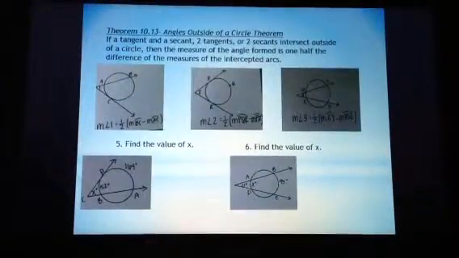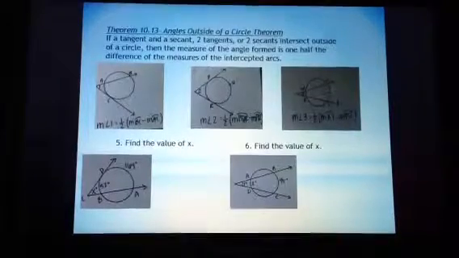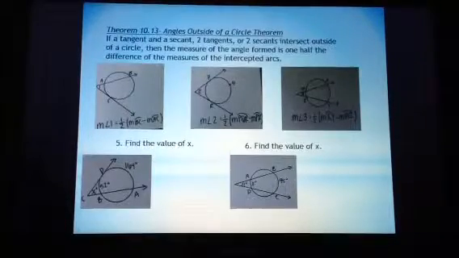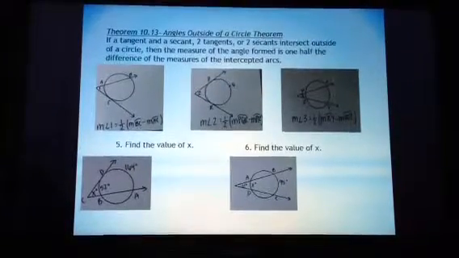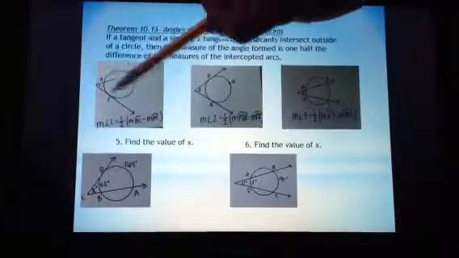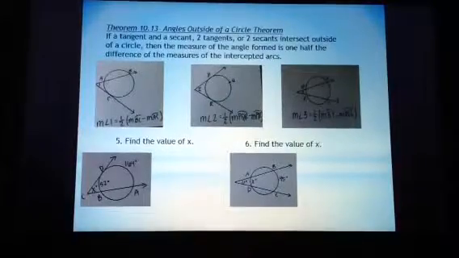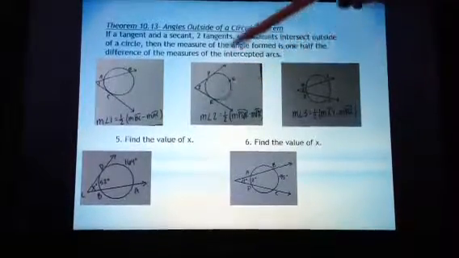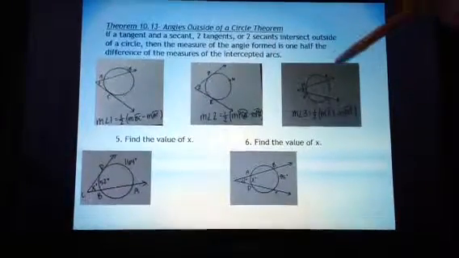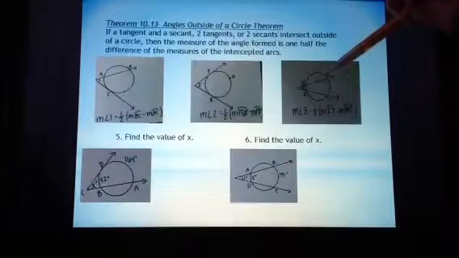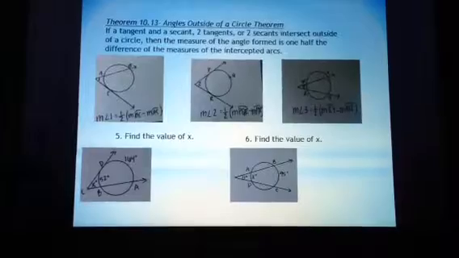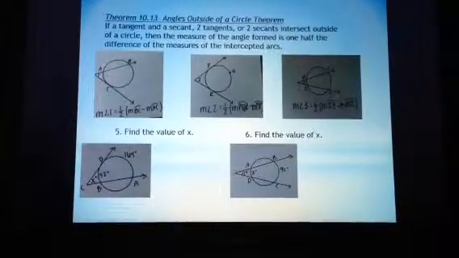Theorem 10.13. If a tangent and a secant, 2 tangents, or 2 secants intersect outside of a circle, then the measure of the angle formed is 1/2 the difference of the measures of the intercepted arcs. So for this example right here, you have the measure of angle 1 equals 1/2 of BC minus AC. For this one, you have the measure of angle 2, it equals 1/2 of PQR minus PR. For this one, you have measure of angle 3, and then you subtract XY minus WZ, and you divide by 2.